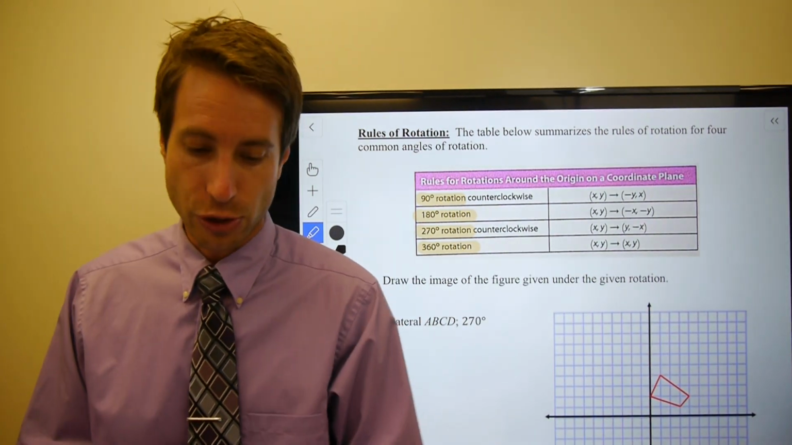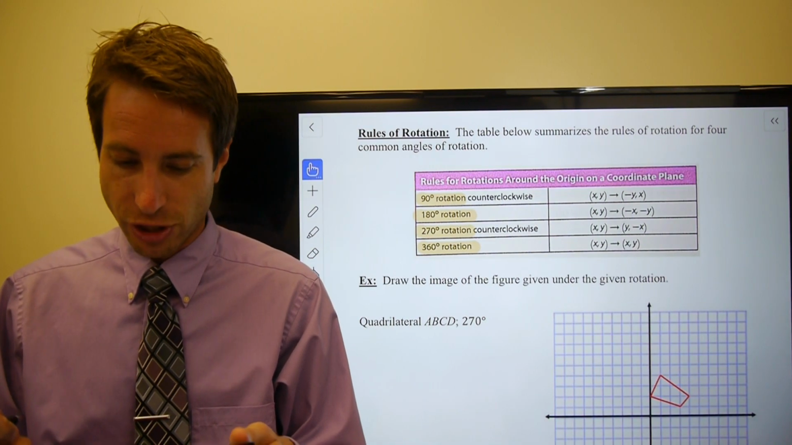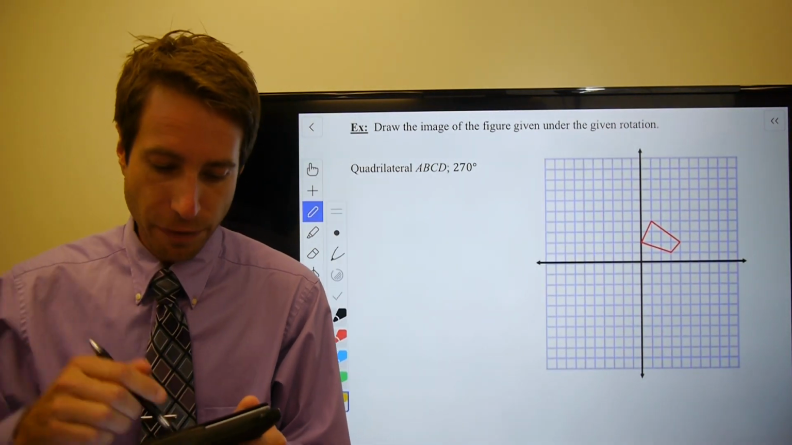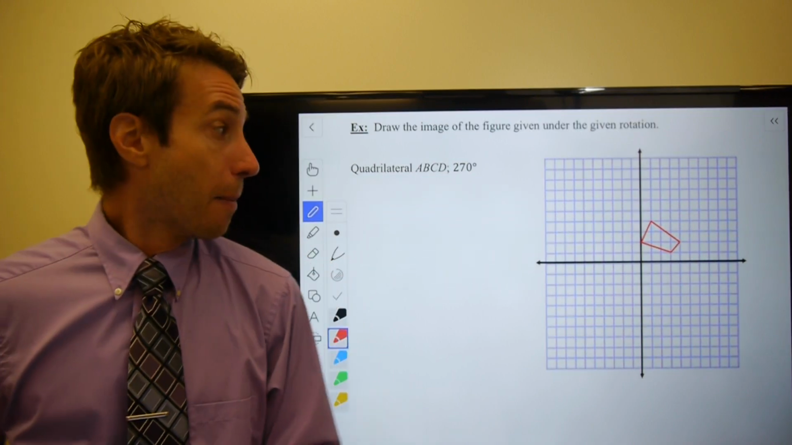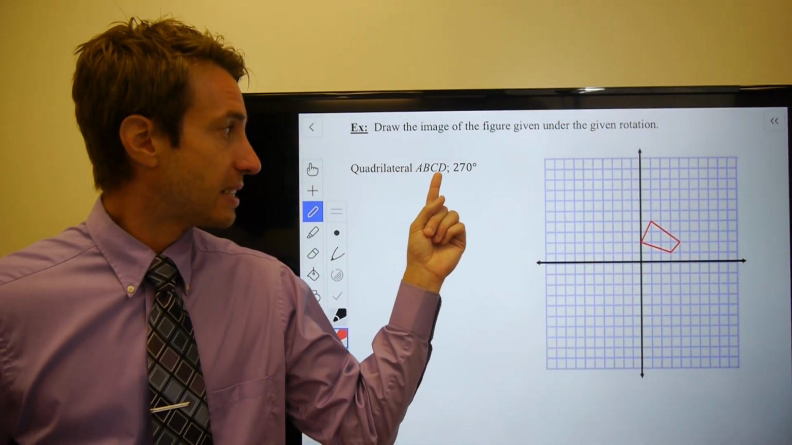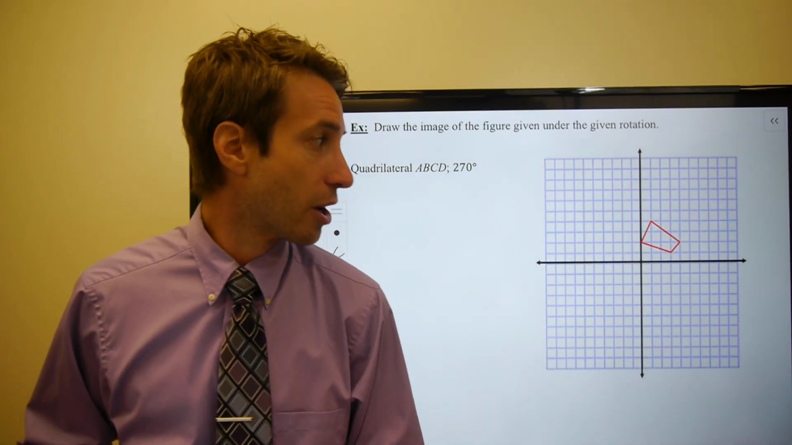Here we go. Let's do one. I think the best way to learn this stuff is just by doing them. Let's do one together, and then you feel free to work ahead if you need to. I've been given a quadrilateral, A, B, C, and D. I'm asked to rotate it 270 degrees.